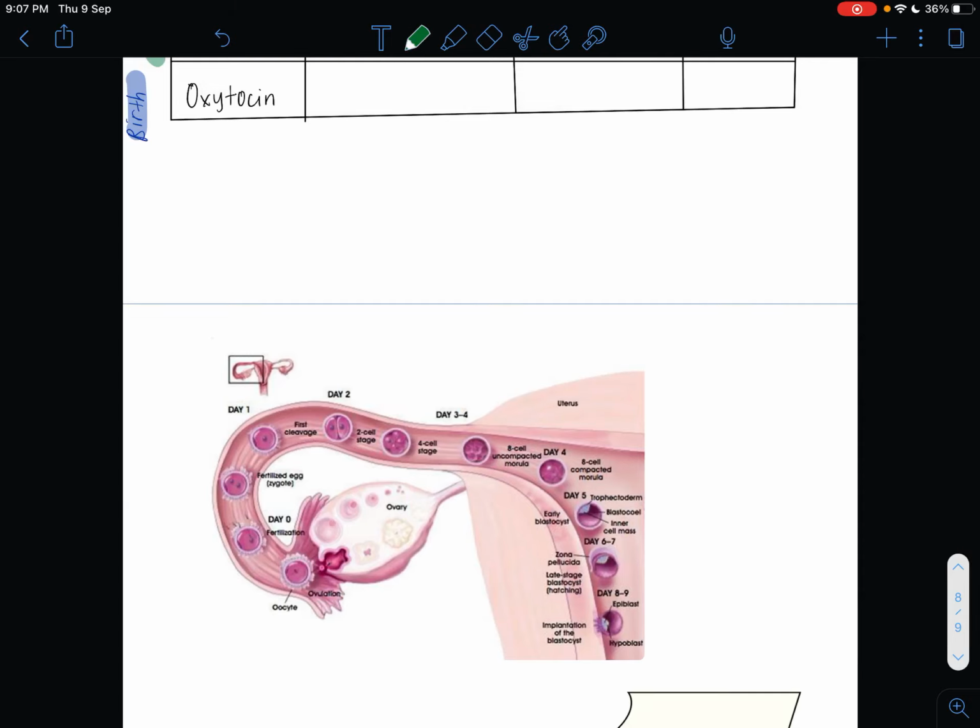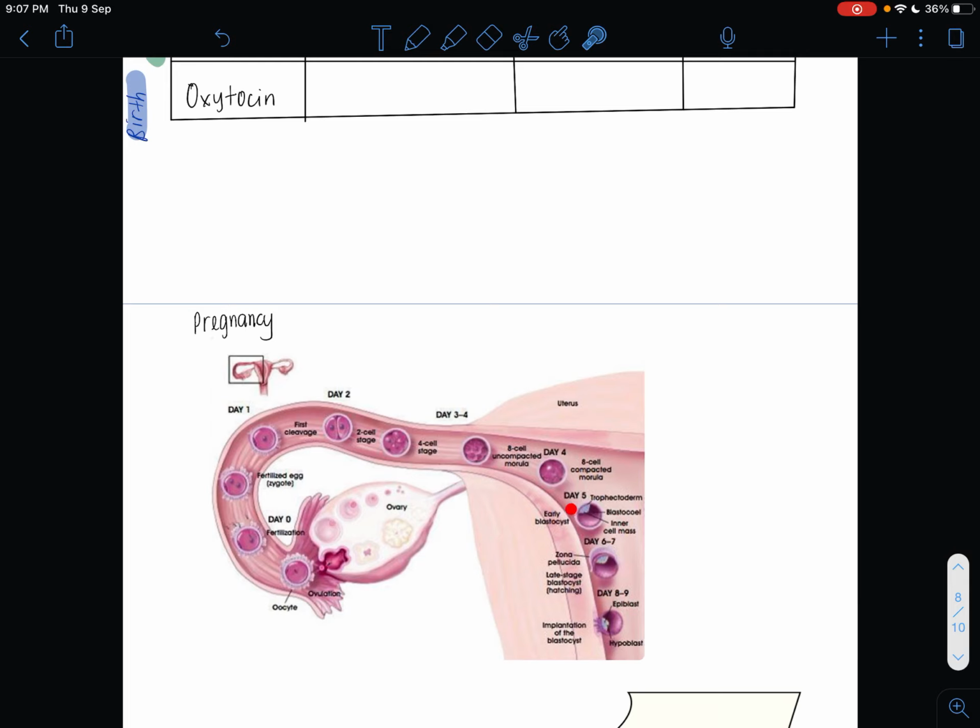Now let's look at the site of secretion of hormones during pregnancy. So during pregnancy, if fertilization happens, a sperm will combine with the ovum and form the zygote. Now the zygote would continue to undergo a series of mitosis and become a blastocyst and eventually an embryo.